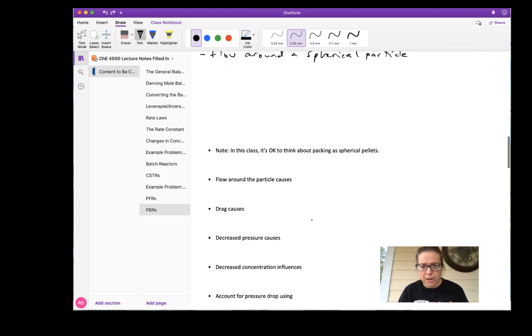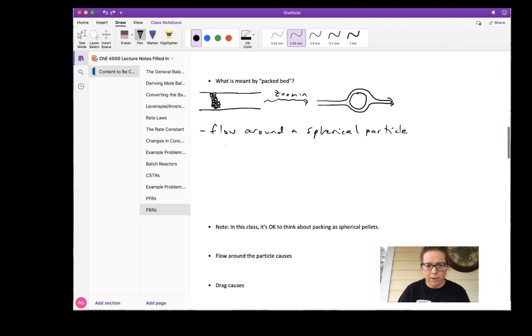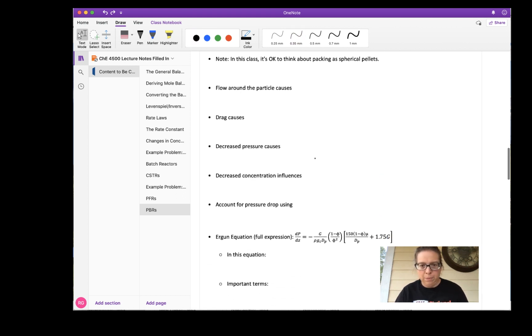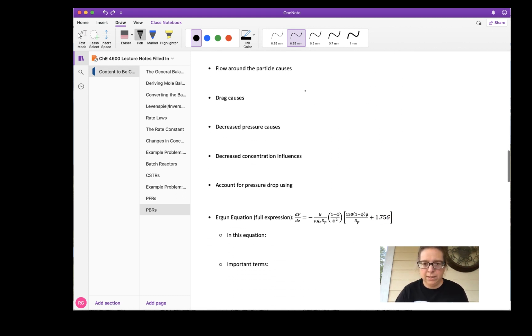So we have this scenario. We have a packed bed. When we have a gas, the gas has to flow around these particles. And the implication of this, the flow around the particle, is that it causes drag. In other words, there's an opposing force on the gas due to flowing past this particle. The drag causes pressure drop.